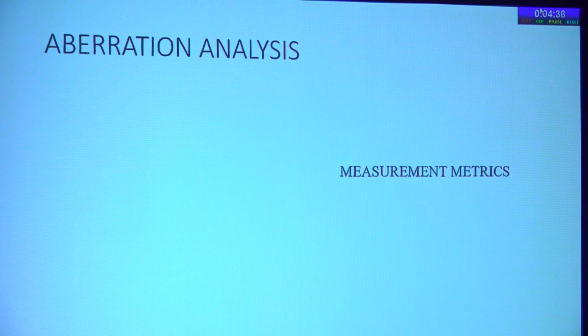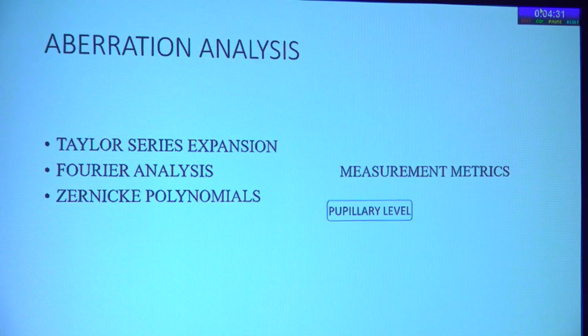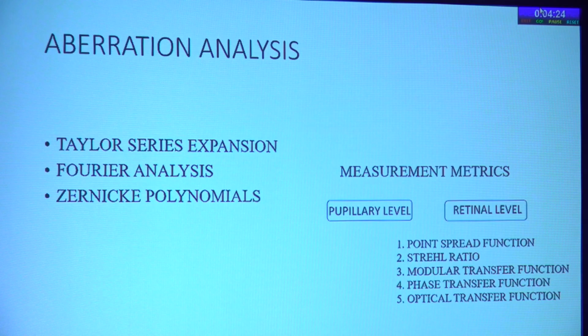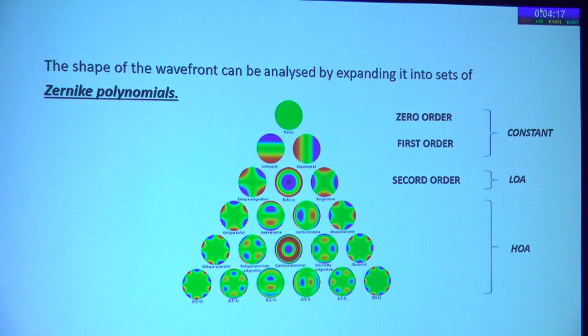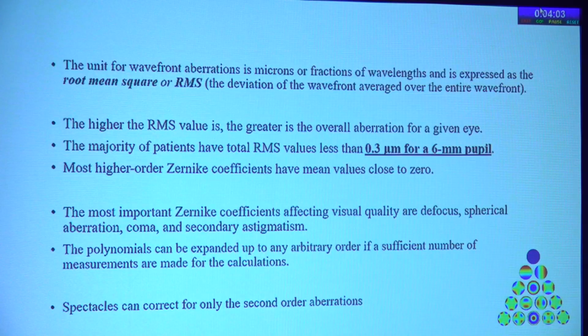There are certain measurement metrics which can be done at the level of the pupil or at the level of the retina. At the pupillary level, there are the Taylor series expansion, Fourier analysis, and the most commonly used Zernike polynomials. At the level of the retina, it would be the point spread function, Strehl ratio, modulation transfer function, phase transfer function, and the optical transfer function. So this is a Zernike polynomial. The shape of the wavefront can be analyzed by expanding it into these sets of polynomials, wherein the first two orders, the zeroth and the first, would be constants, the second would be the lower order, and everything after this would be the higher order aberrations.